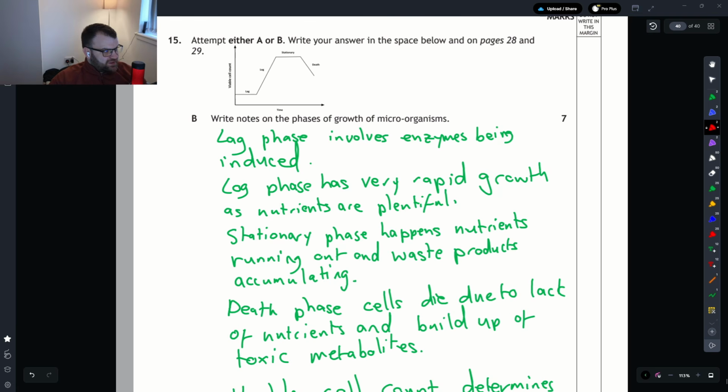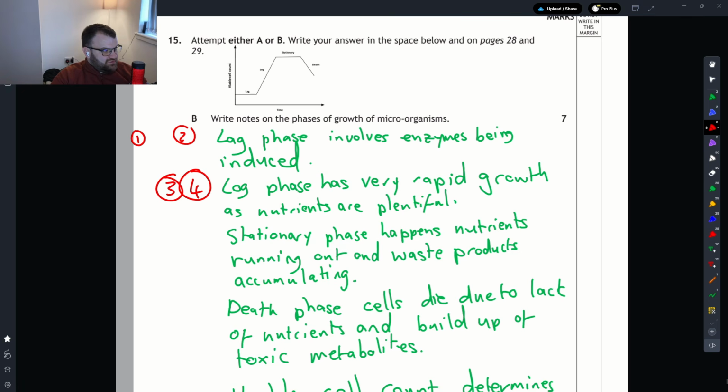Okay, let's compare that to the marking scheme. So we get 1 mark for naming all 4 stages. Done. That's just kind of throughout the course. Lag phase, enzymes are induced. Yes. Log, most growth, very rapid growth. I've also got it in my graph as well, so I'm going to take that mark there. Plentiful supply of nutrients. Got that. Stationary, nutrients are used up. They're running out. I'd say that as well.